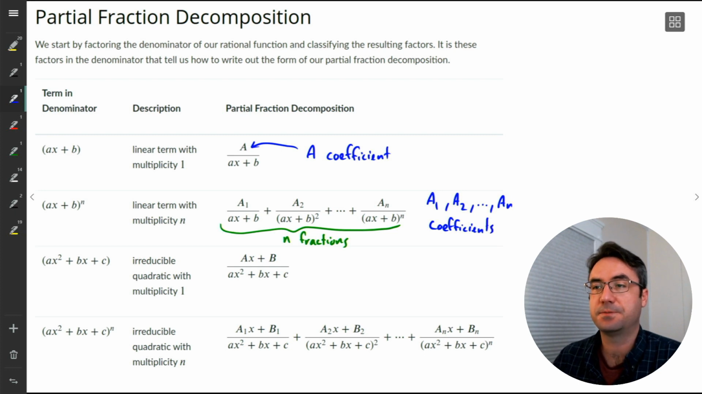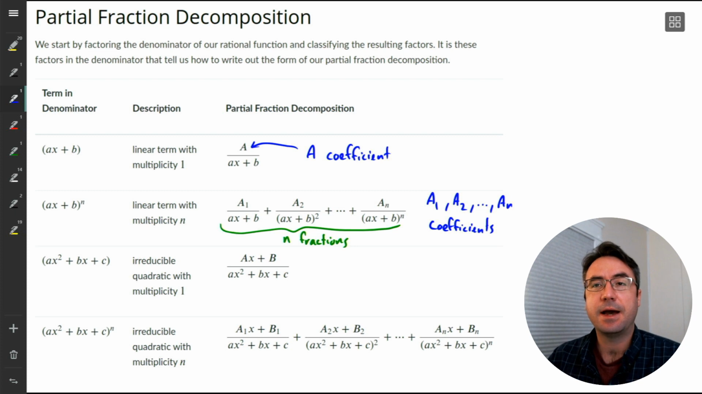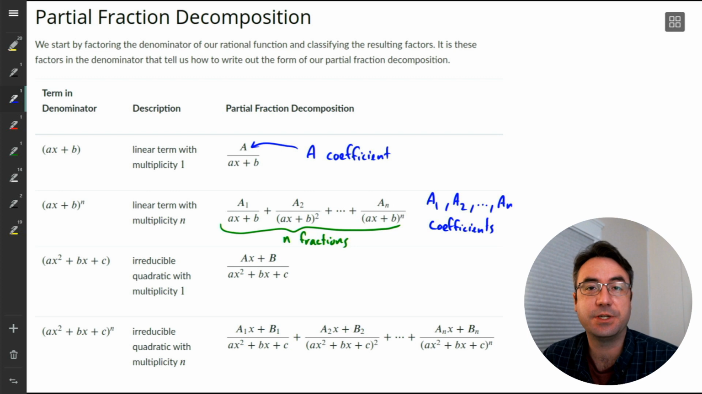So we would have to find those, and we're going to see how to do that in a few examples. Right now we're just seeing how we actually get the format for our partial fraction decomposition.